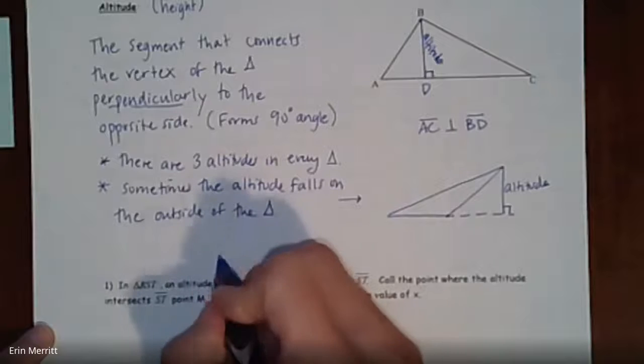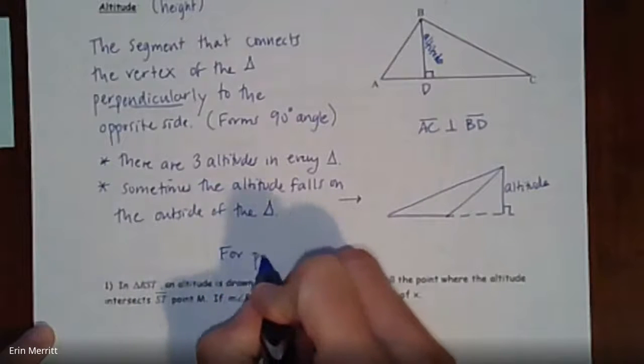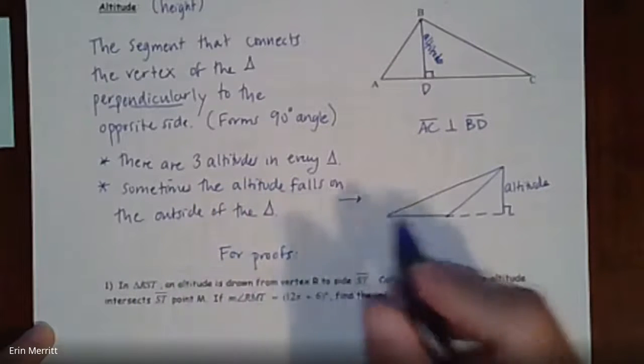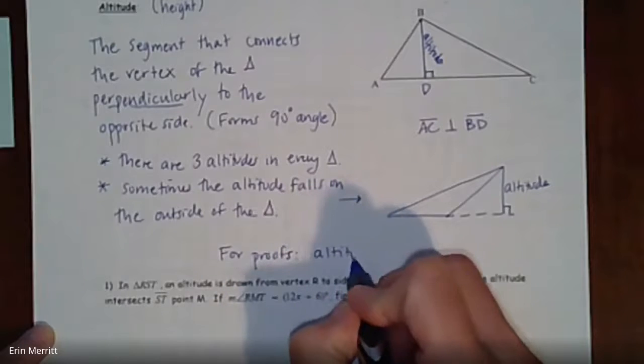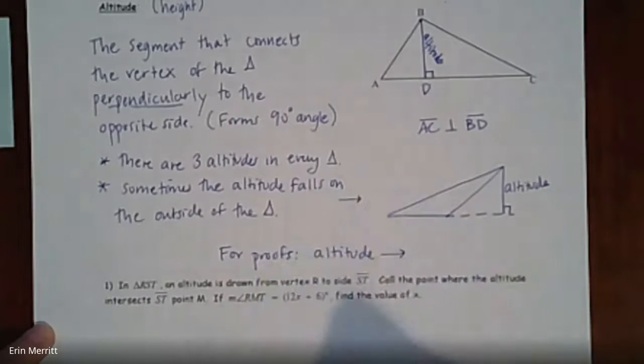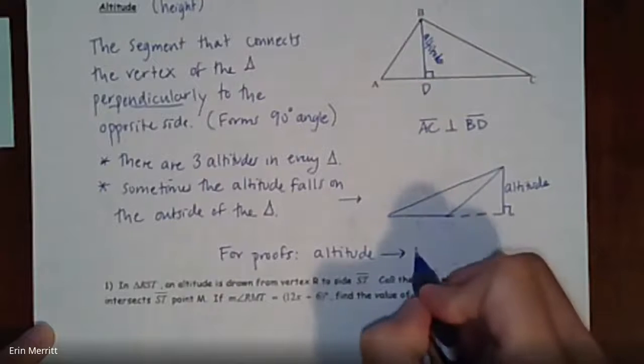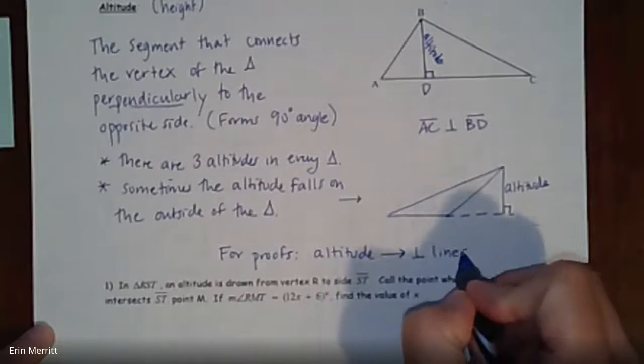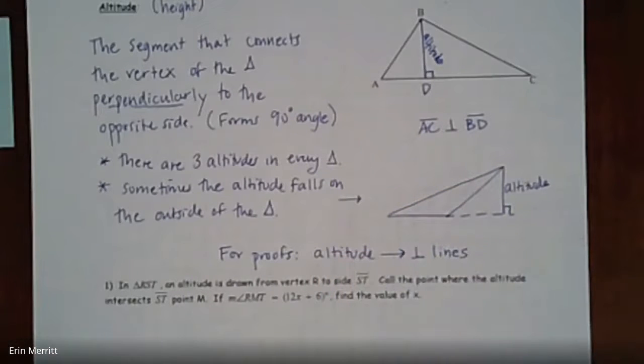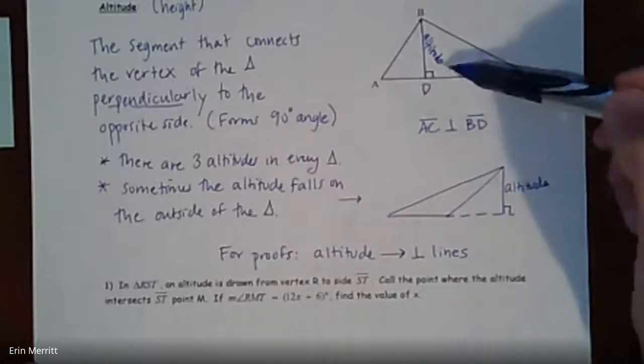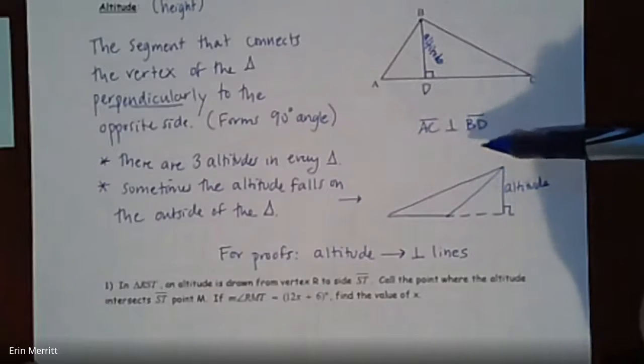In terms of proof speak, so for proofs, if you are given that something is an altitude, we are going to be able to say that we have perpendicular lines. So it's kind of a different way to give you that information. So median is going to imply that we have a midpoint, and altitude will imply that we have perpendicular lines. So like up top, AC being perpendicular to BD.